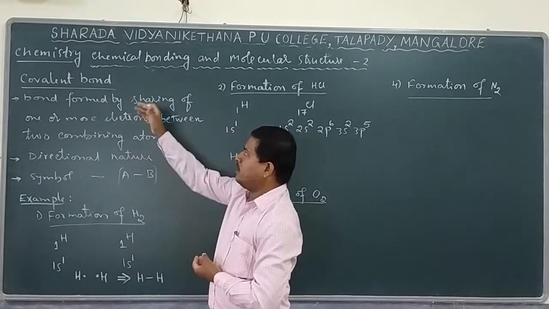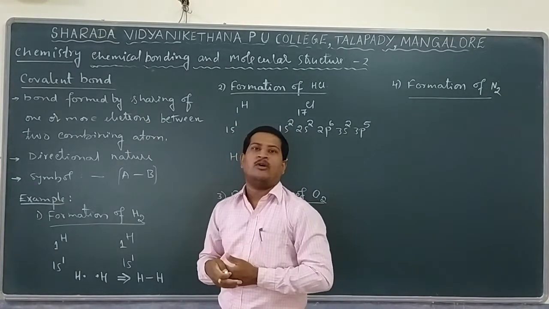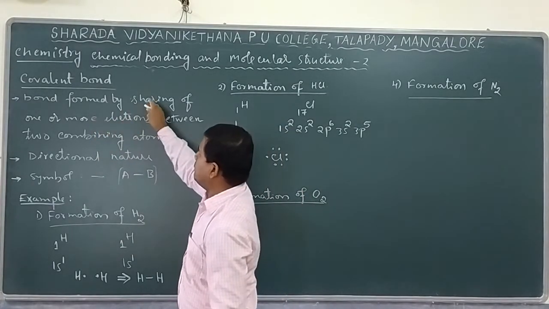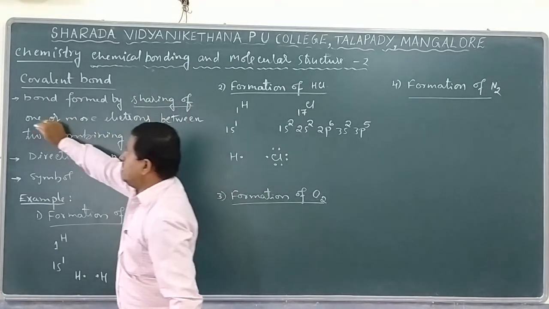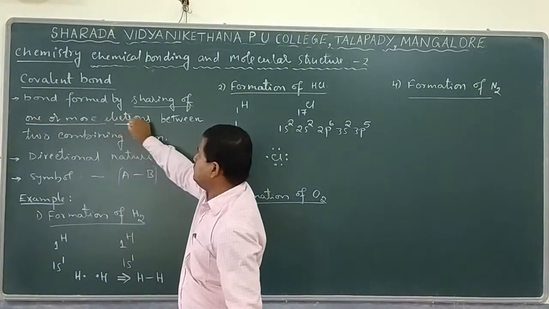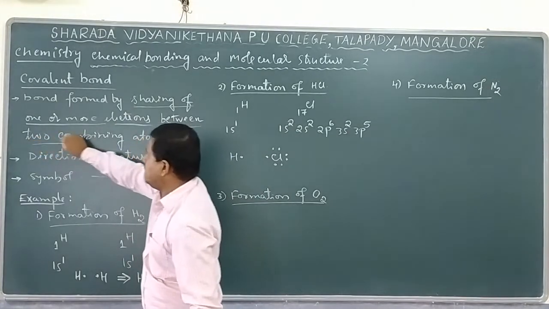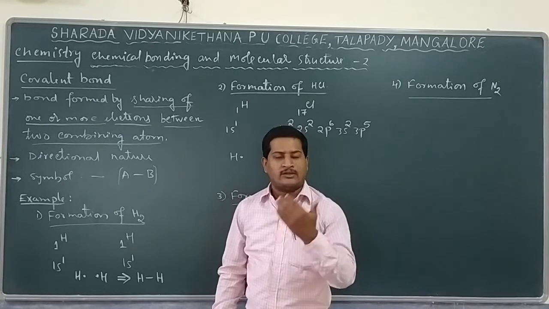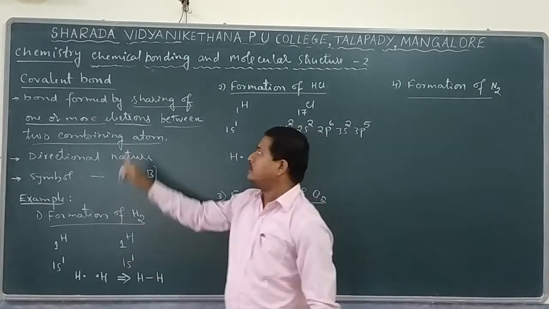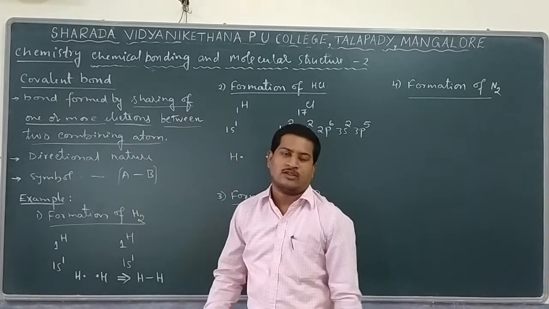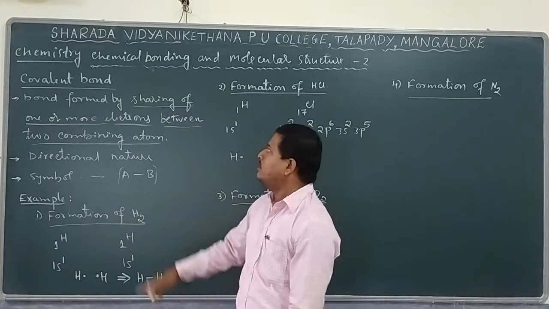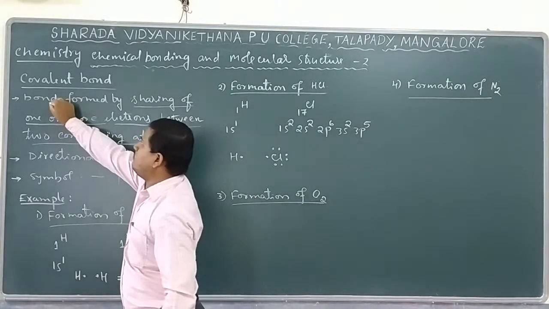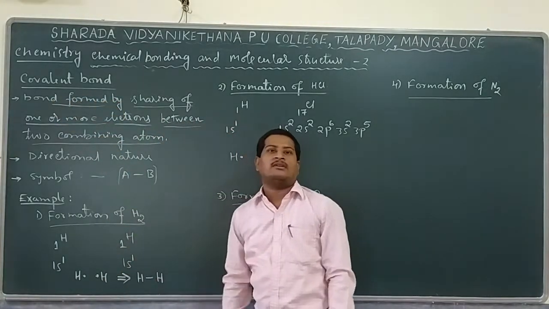In the case of a covalent bond, a bond is nothing but a force of attraction between two atoms. Here the bond is formed by sharing of electrons, either one or more electrons, between the two combining atoms. Maximum 3, not more than that. So sharing of one or more electrons between two combining atoms, thereby bond formation taking place, is nothing but a covalent bond.